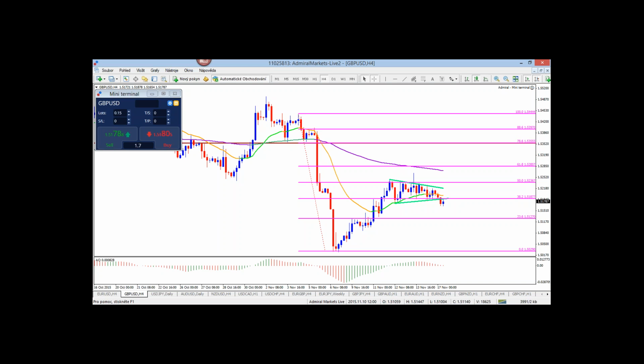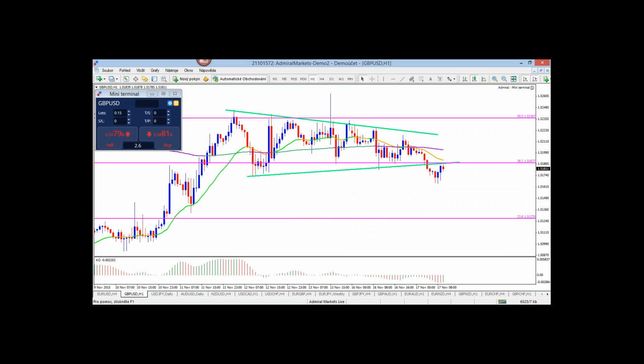All right, let's see. Oh, let's put this on. You can use the mini terminal to calculate the risk. You can use it, saying the stop loss and the TP, and the lot size you can calculate therefore. Very useful regarding the size.